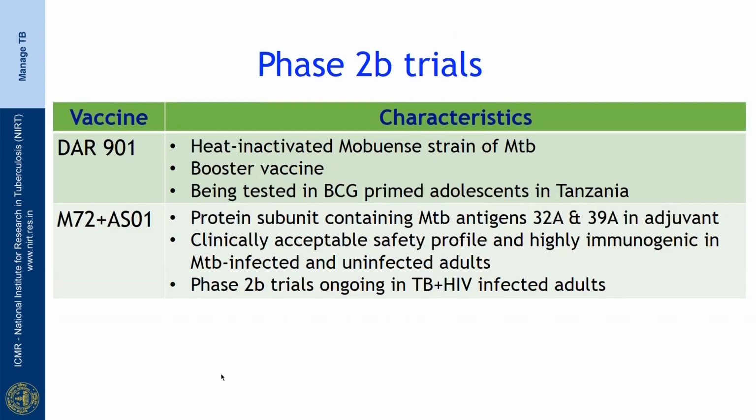Under phase 2B we have 2 vaccines. The DAR-901, which is a heat inactivated Mycobacterium obuense strain of MTB. It is again a booster vaccine. It is being tested in BCG primed adolescents in Tanzania. And the M72/AS01 vaccine, which is a protein subunit containing MTB antigens 32A and 39A in adjuvant. A clinically acceptable safety profile has been shown and it is highly immunogenic in MTB infected and uninfected adults. Phase 2B trials are ongoing in HIV, TB infected adults.